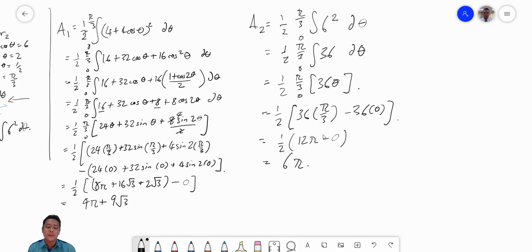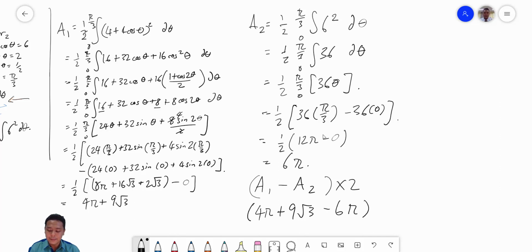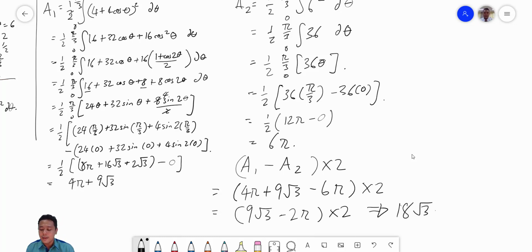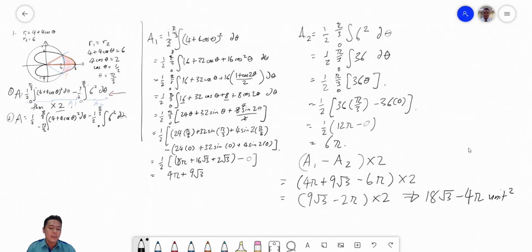As I opt for the first strategy, I need to take A1 minus A2 and then multiply with 2. So I take A1, 4 pi plus 9 square root 3, minus 6 pi, times 2. Therefore it will be 9 square root 3 minus 2 pi, times 2, and the final answer will be 18 square root 3 minus 4 pi unit squared. This will be the area enclosed in the cardioid but outside the circle, represented by the red color region.